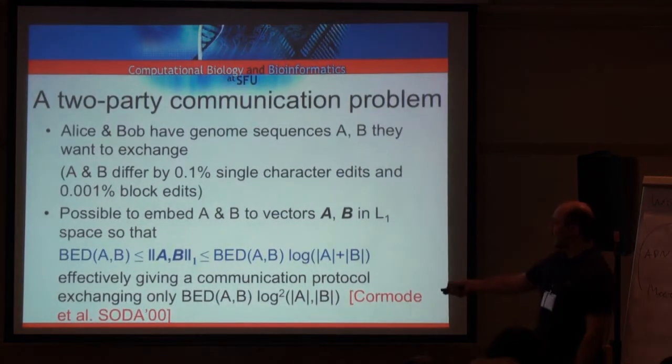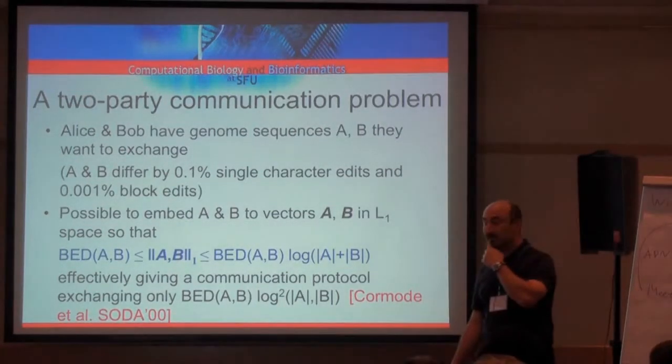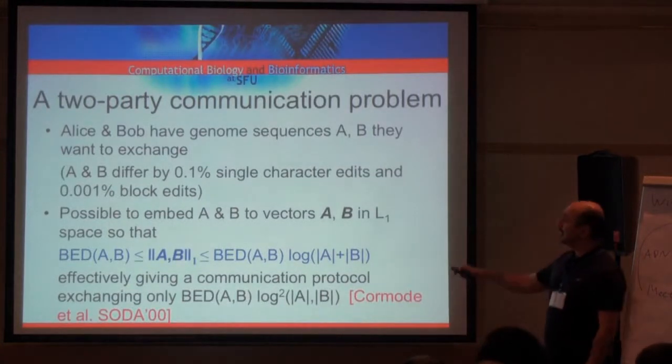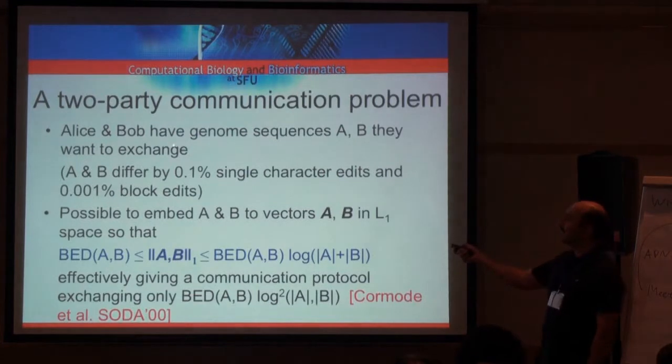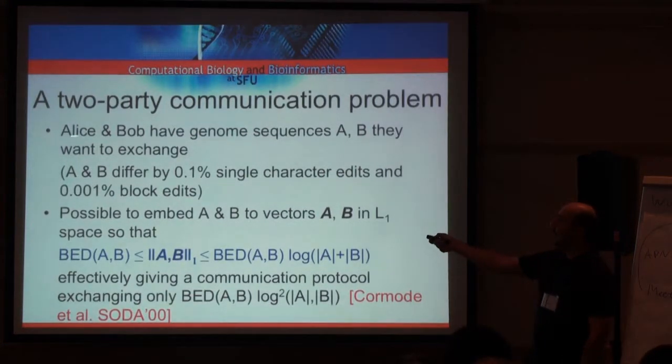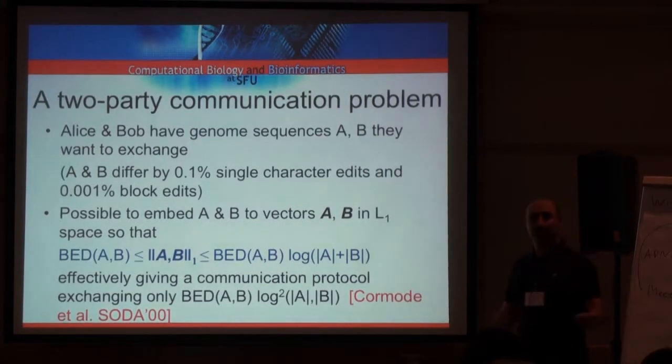And the interesting thing is, once you have an embedding like that, you can use communication protocols by Orlitsky et al. developed in the 90s to have Alice send Bob what she has, not by communicating the whole string, but by effectively encoding the differences between what she has and what Bob has, without knowing what Bob has.